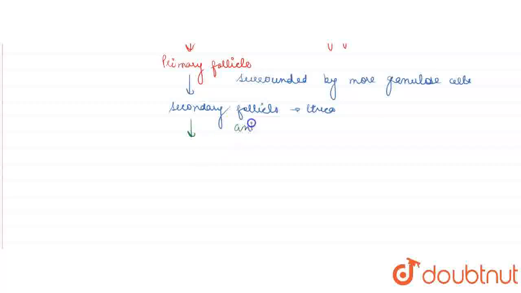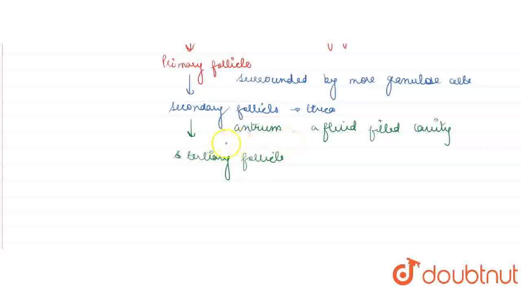Now this secondary follicle will transform into tertiary follicle, and it is characterized by a fluid-filled cavity that is called antrum. So this will develop an antrum, a fluid-filled cavity, and now it will be called tertiary follicle. Now at this stage, the primary oocyte within the tertiary follicle will complete its first meiotic division. So meiosis 1, which was arrested, is now completed, and we get the secondary oocyte along with the first polar body.